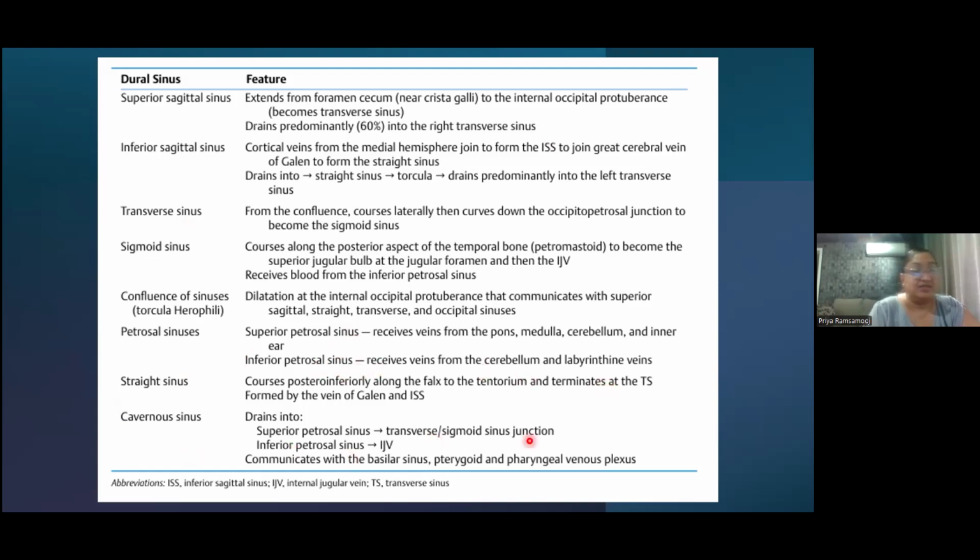And your cavernous sinus. We all yap about cavernous sinus. We're all scared of cavernous sinus thrombosis. It drains into your superior petrosal sinus, which then drains into your transverse or your sigmoid sinus, and your inferior petrosal into your internal jugular. And it communicates with several other sinuses.